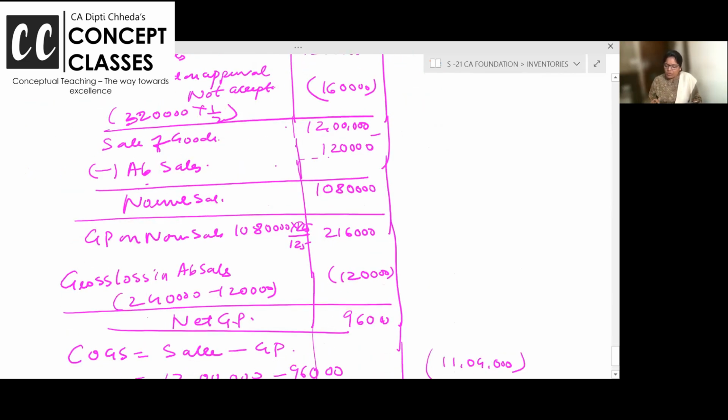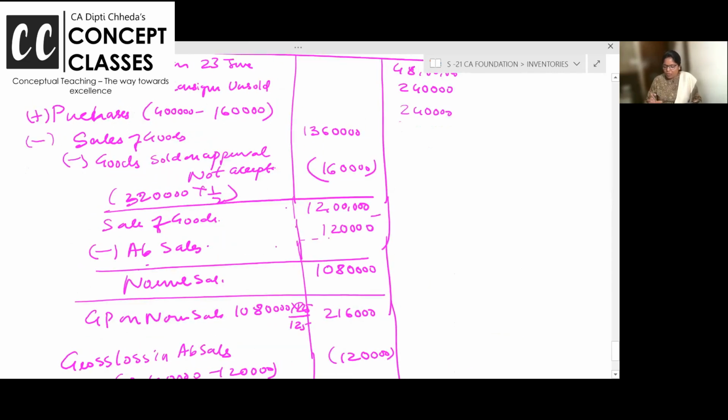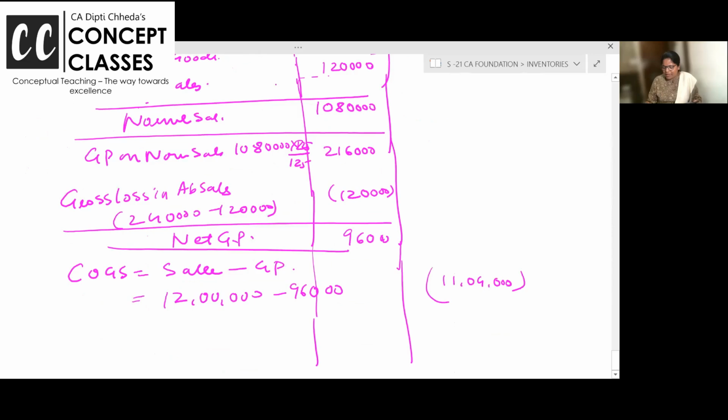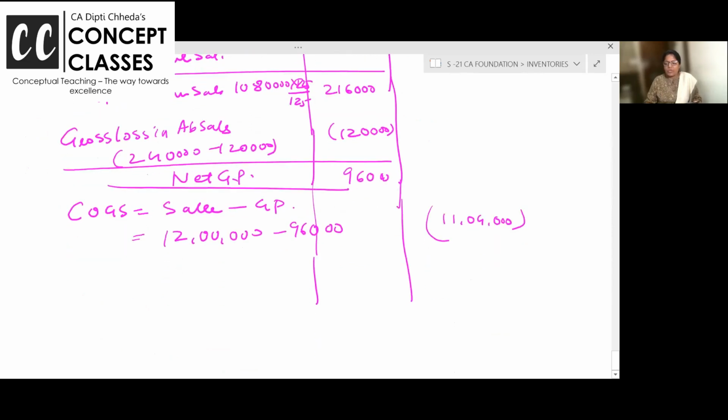Actually, I think this is not looking good. We could have done all this in the working note and then write only this 11 lakh 4,000 directly. तो अच्छा भी लगता था, है ना? चलो.